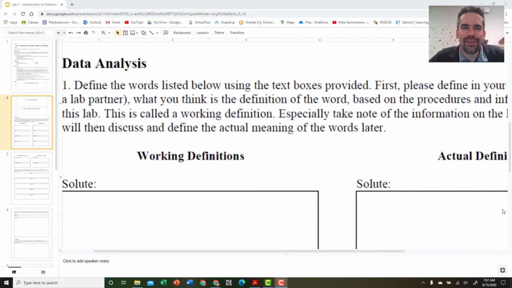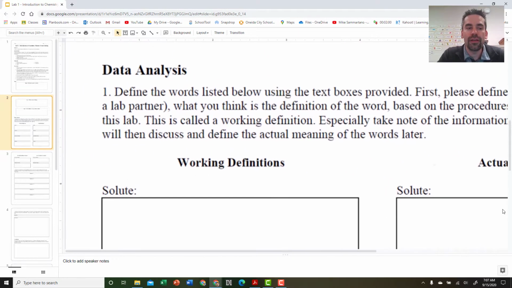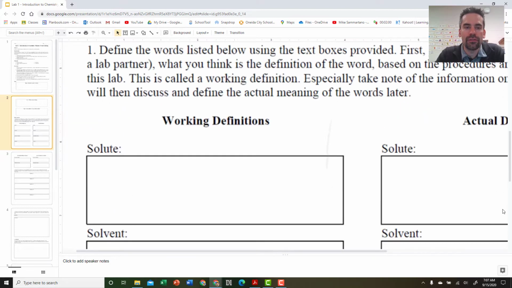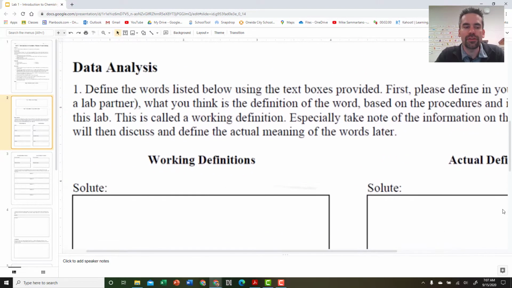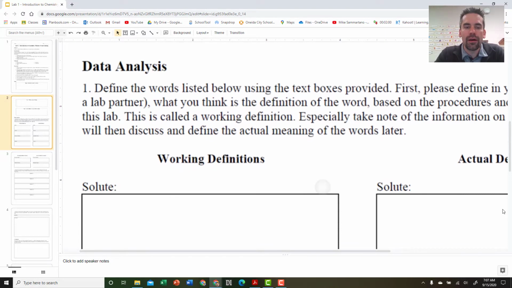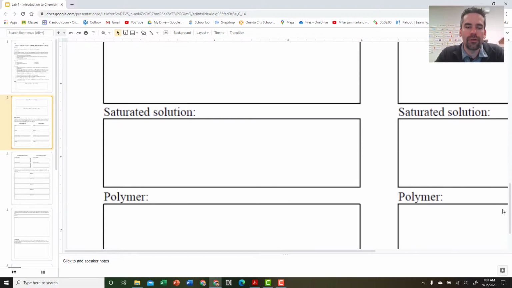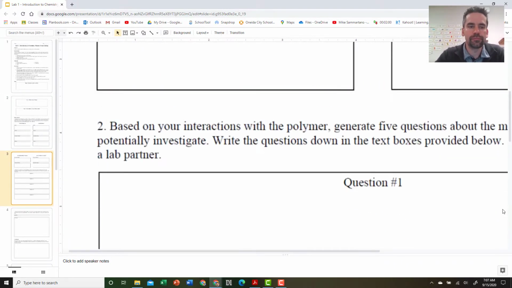Hey kids, Mr. Joseph here, and I'm going to go over the actual definitions of the words that are in the data analysis section of Lab 1. So you should have already come up with the working definitions. A working definition is something that's based on the procedures and information found in this lab. So you should have these spots all filled out, and then there's some on the next page as well.